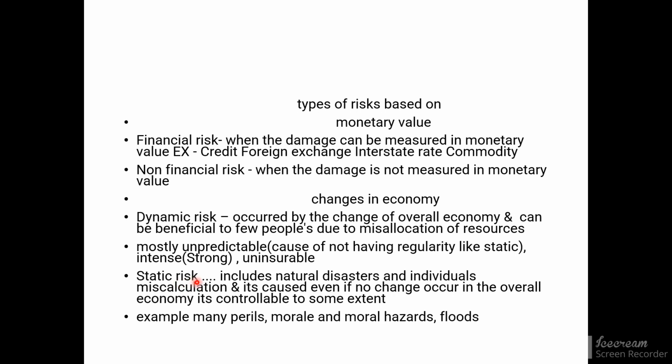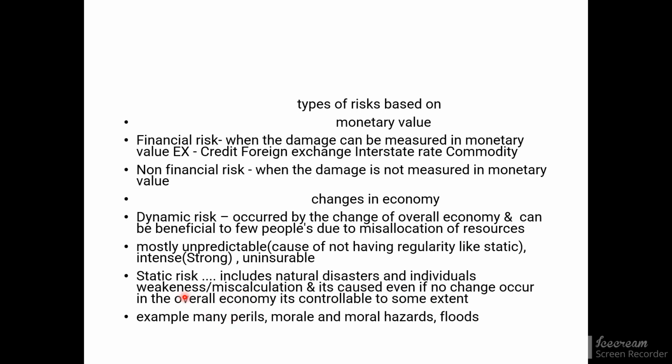To some extent, this is controllable. This focuses more on individual weaknesses rather than the overall country, or individuals' weakness or natural disasters are included as a reason of statistics, and it is caused even if no change occurs in the overall economy, and it's controllable to some extent. Examples can be some perils, moral and morale hazards, floods, and different natural disasters.